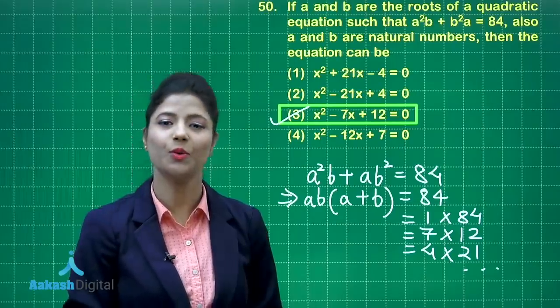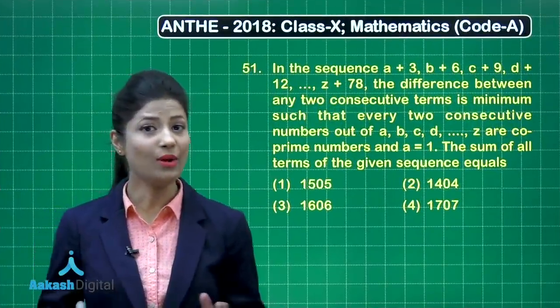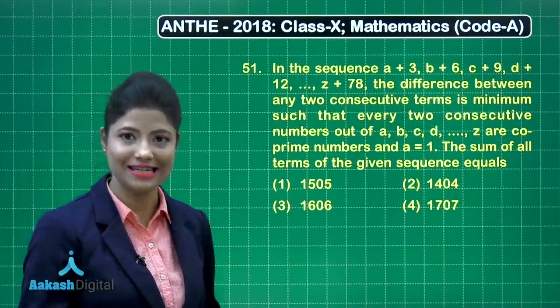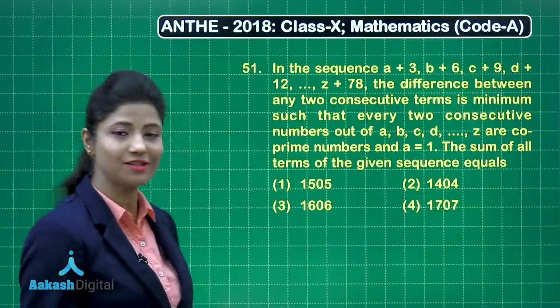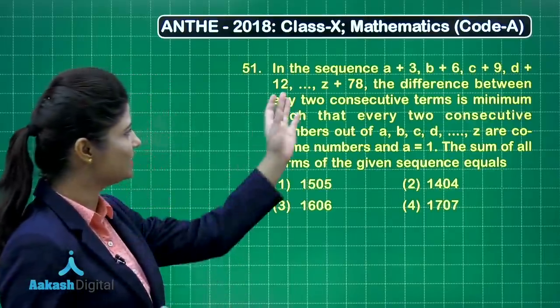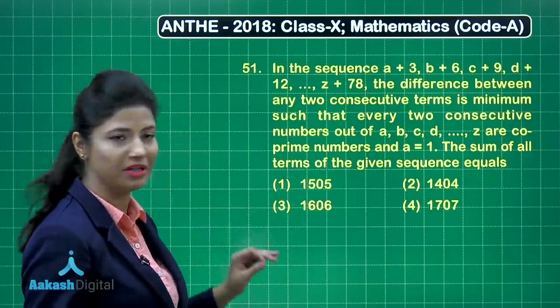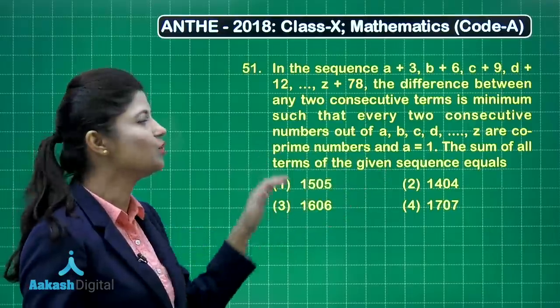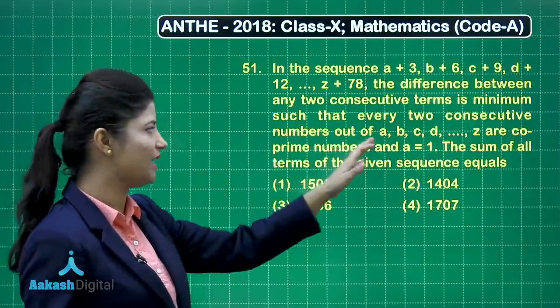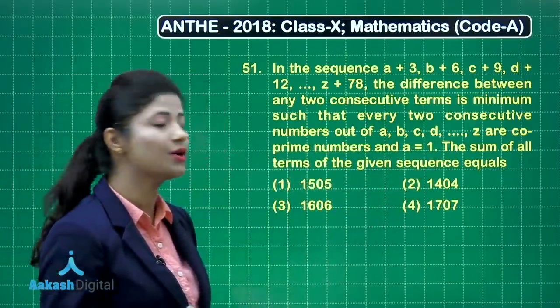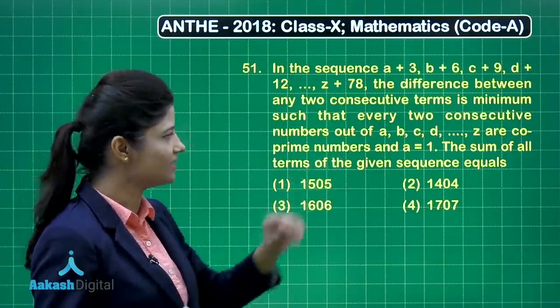Let's proceed ahead to our next question. Now let's discuss question number 51. It states that in the sequence a plus 3, b plus 6, so until z plus 78, the difference between any 2 consecutive terms is minimum, such that every 2 consecutive numbers out of a, b, c, d, so until z are co-prime numbers, and a is equal to 1.